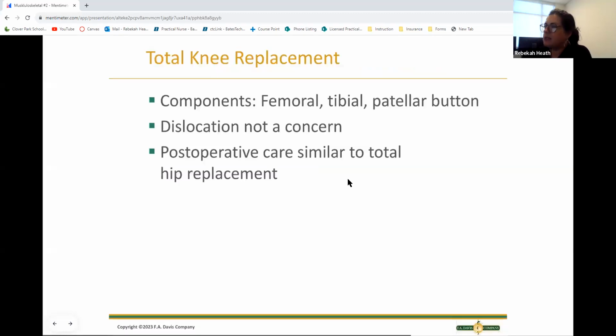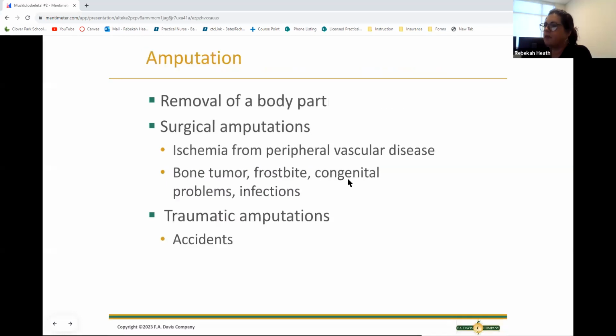With the knee replacements, you can be femoral. There's lots of areas that can be worked on. You don't have an issue with dislocation, but the post-operative care is very similar to the hip surgery, kind of like we talked about.